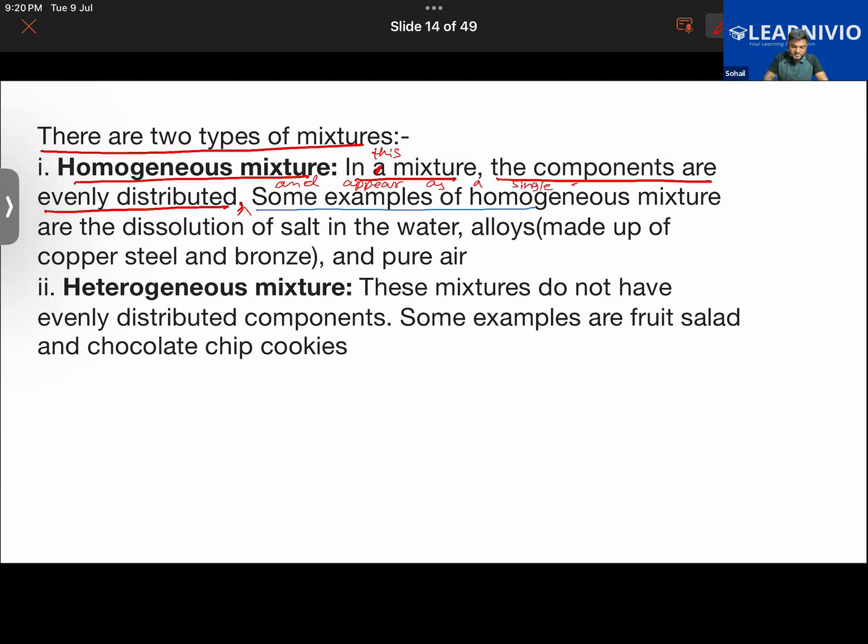You guys can see now what I'm writing here. Appear as a single substance. Yes, sir. Sir, can I go to the washroom?